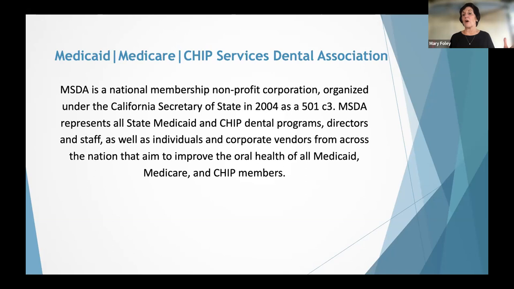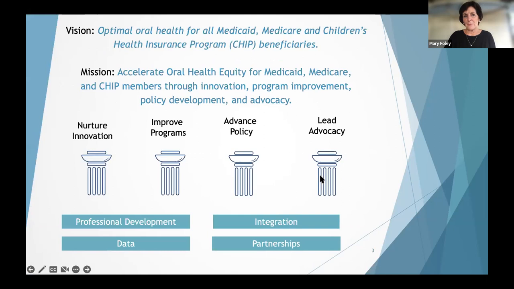And so our goal is to see how we can really advance our goals together to achieve this equity that we talk about. We just came off of a board meeting this past weekend. Our vision for our organization is optimal oral health for all Medicaid, Medicare, and Children's Health Insurance Program beneficiaries. We're going to talk a little bit about who those people are today. And our mission, of course, is to accelerate oral health equity for Medicaid, Medicare, and CHIP members through innovation, program improvement, policy development, and advocacy. And it is in that spirit that I'm here with you today.